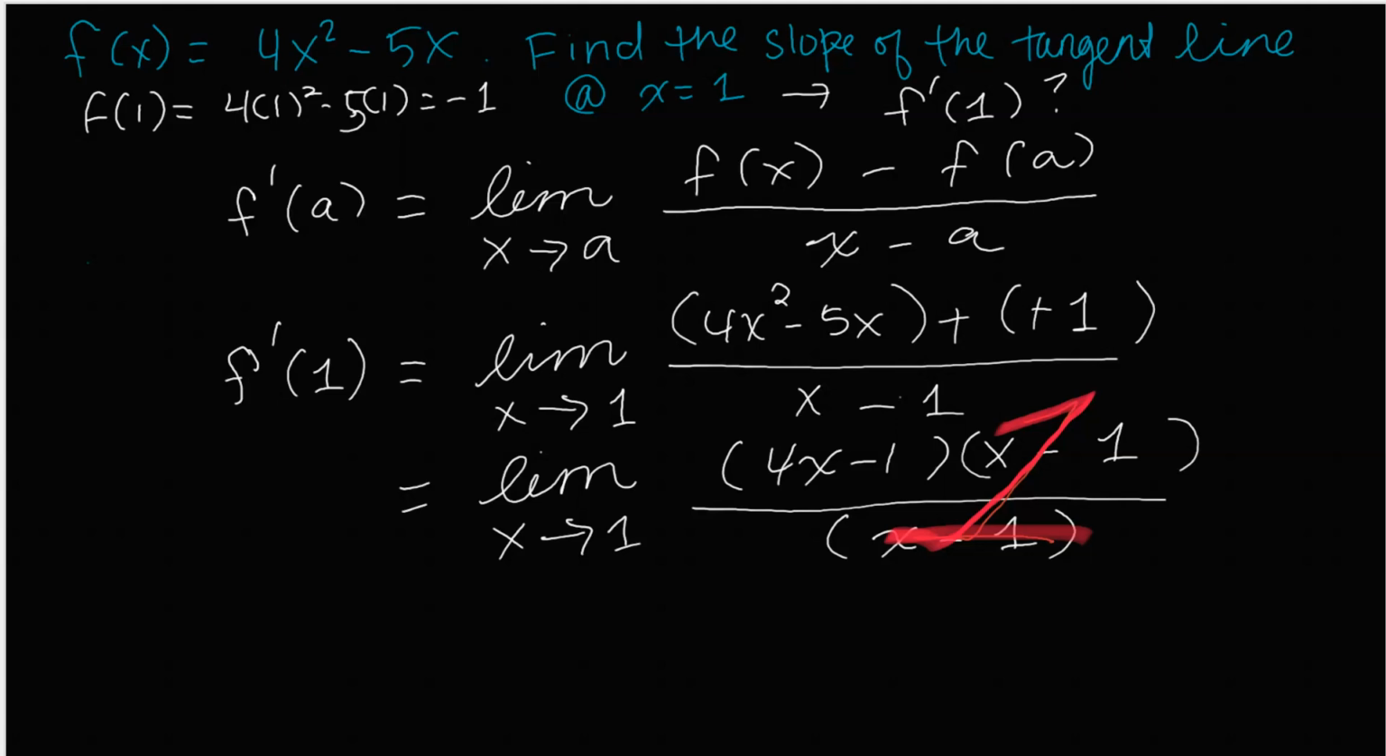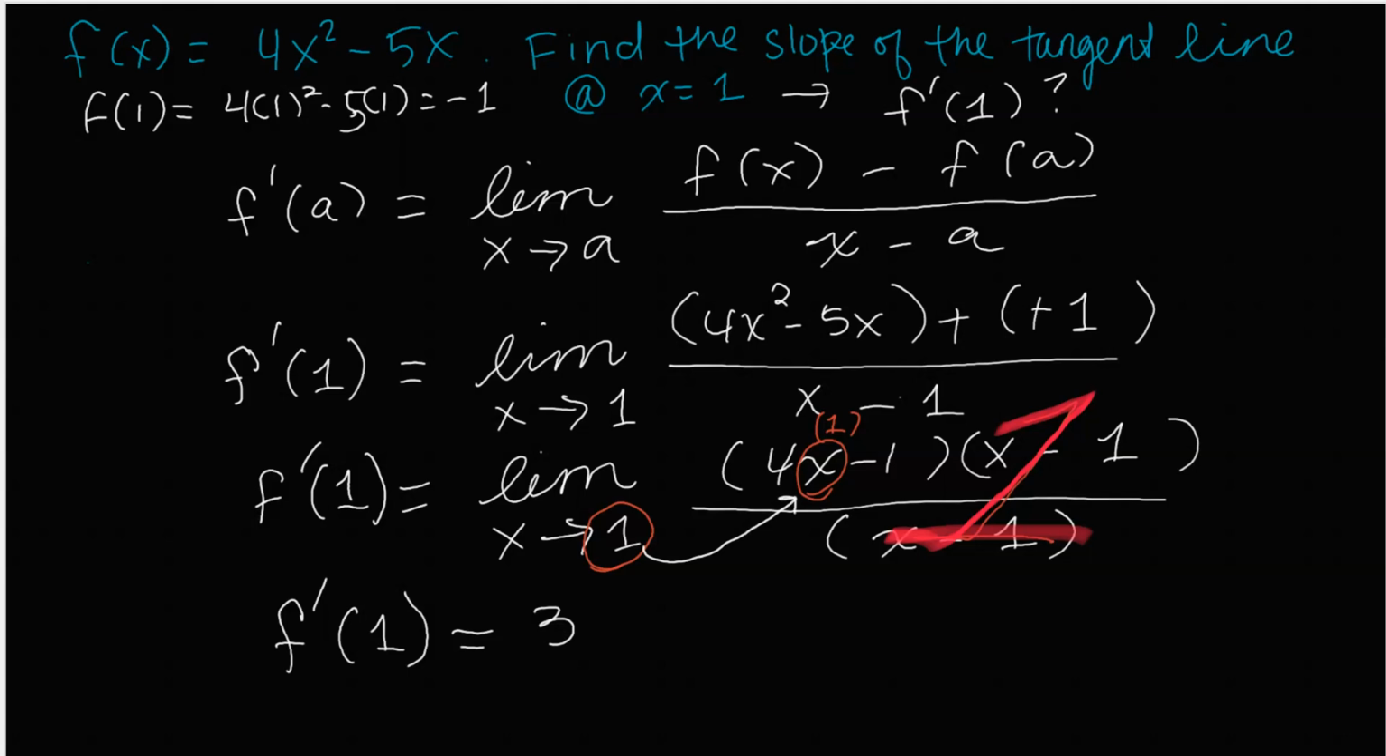When x is approaching 1, this is going to be close to 1. So we can do a direct substitution here. That would be 4 times 1 minus 1, which is 3. So we would say then that the derivative evaluated at 1, or the slope of the tangent line at x equal to 1, is 3, when we substitute the 1 into there.